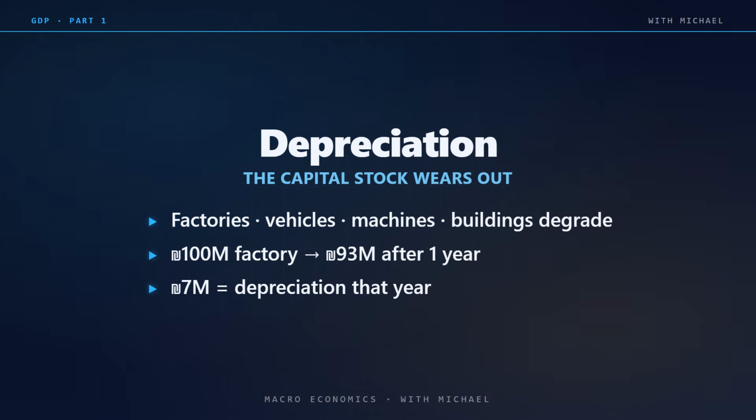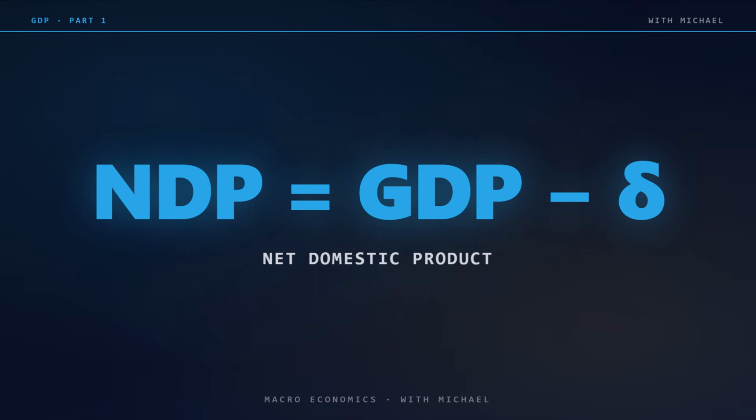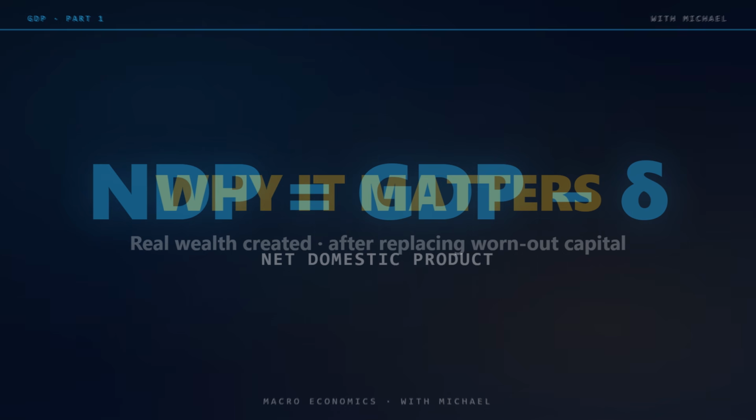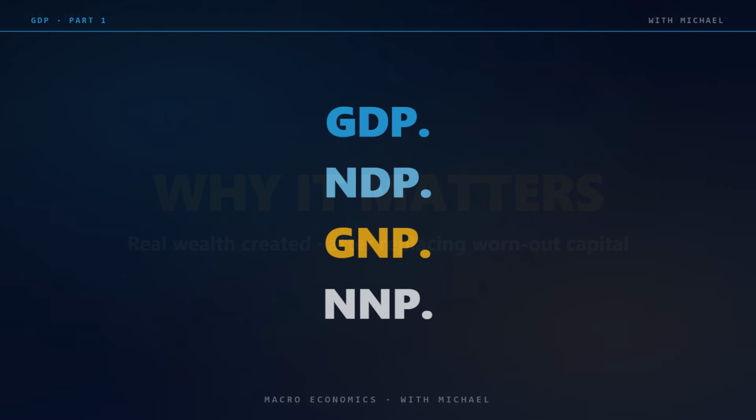Whenever you read about economic growth or GDP comparisons across countries, gross numbers are what is typically reported. But for sustainability analysis, for the question of whether an economy is genuinely building wealth or just replacing what wears out, NDP is the relevant measure. There is an analogous distinction at the national level. NNP equals GNP minus depreciation. Across all four concepts, GDP, NDP, GNP, NNP, the framework is consistent. Gross is before depreciation, net is after. Domestic is geographic, national is by ownership.